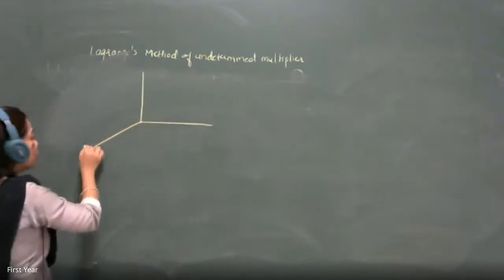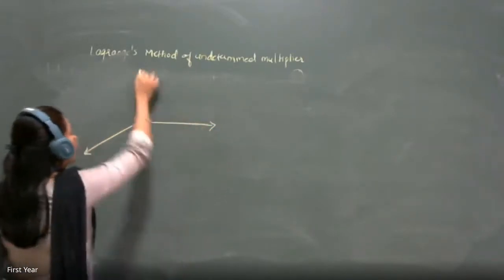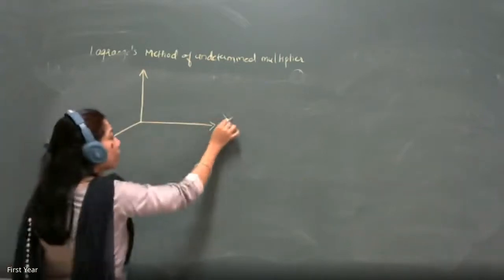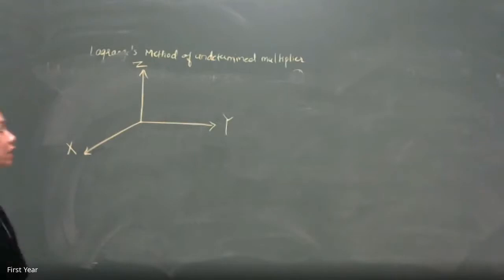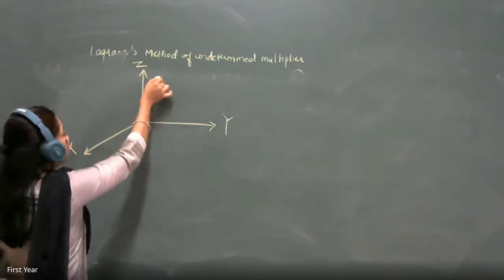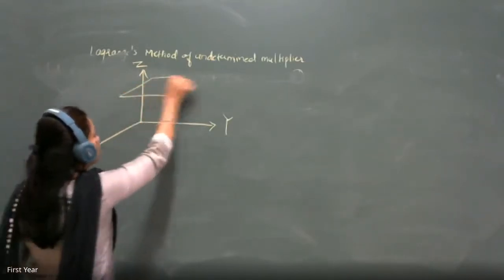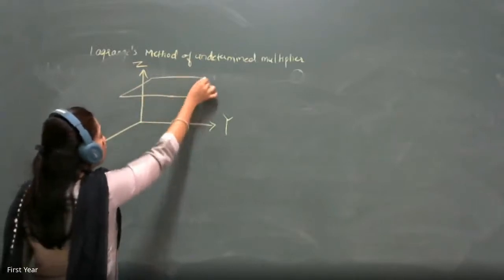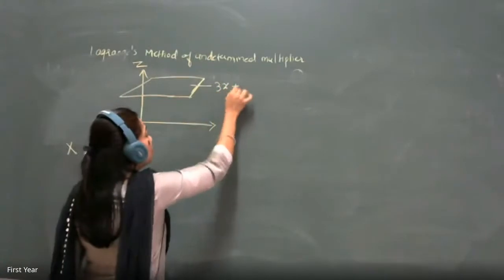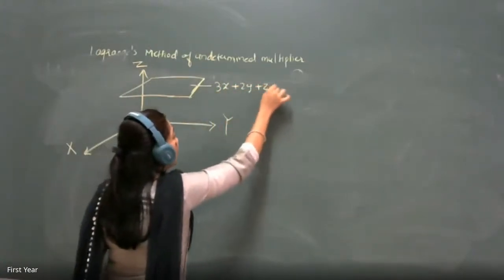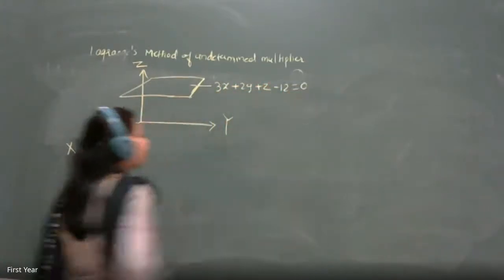So this is your 3D. This is the x-axis, this is the y-axis, and this is the z-axis. Then suppose your plane is here, something like this. This is a rough sketch, because we are not drawing exactly. So this plane is nothing but 3x plus 2y plus z minus 12 equal to 0.